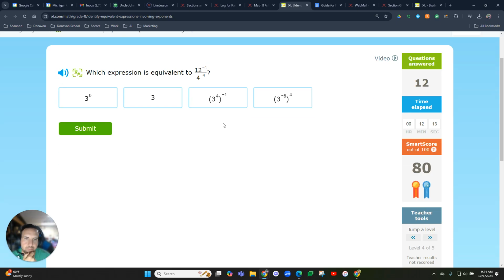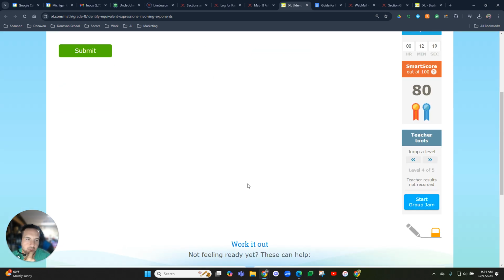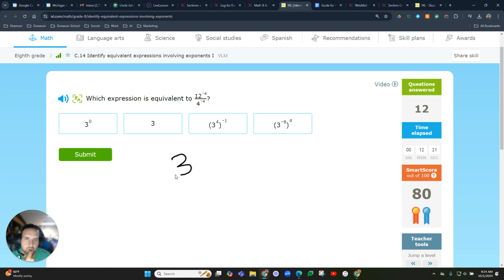And we'll do just a couple more. All right, so this one has the same exponent, so we just divide the bases. So that's going to be equal to 3. So 12 divided by 4 is 3. And the exponent stays the same, so 3 to the negative 4th. So now we have to figure out which one of these is equal to 3 to the negative 4th. That is not. That is not.